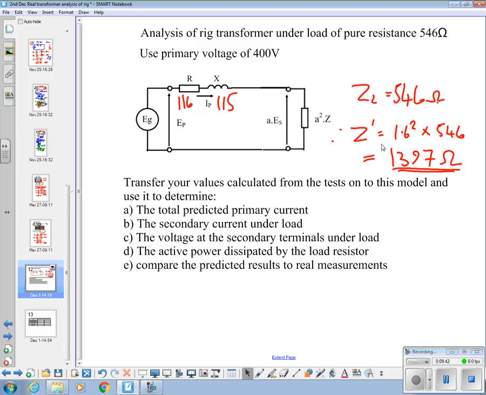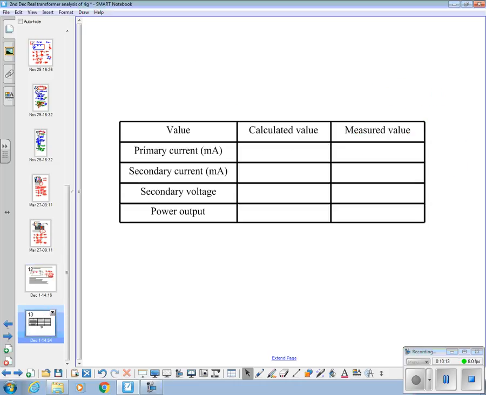Now go on to calculate the total predicted primary current, the secondary current under load, the voltage at the secondary terminals under load, and the active power dissipated by the load resistor. Carry out that analysis, and when all of that is done and we check through it, make sure you and I get the same results, we'll go over there and measure it and see how close we are. On the very last page I've included a table for us to compare the calculated values with the actual measured values. Okay?